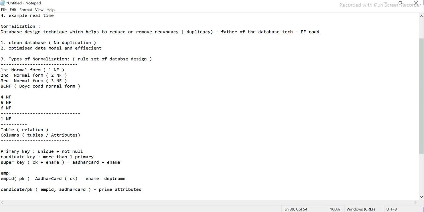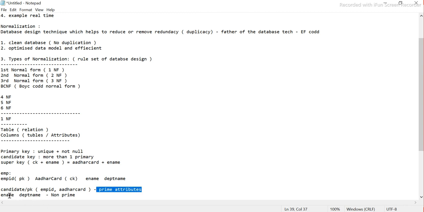Okay. They are called the prime attributes. And these two columns, which are actually dependent on the primary key, are called non-prime. I hope you are clear, right? So non-prime, why? Because they are actually dependent on the primary key, the primary attributes, right?